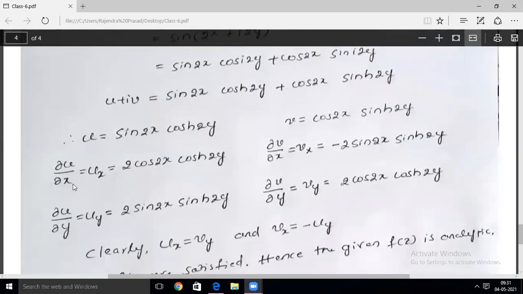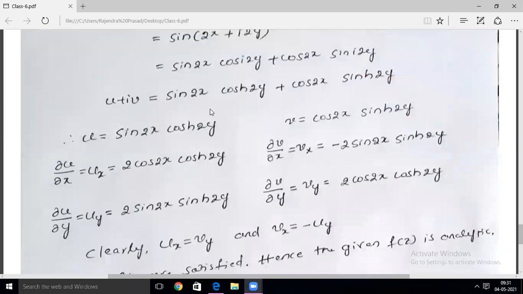Similarly, u with respect to x partially, treating y as a constant. That's why cosh 2y is kept as it is, and only sin 2x is differentiated, so we get 2 cos 2x. Next, u with respect to y partially, treating x as a constant. So sin 2x is kept as it is, and we differentiate cosh 2y. Cosh θ differentiates to sinh θ, but here we have 2y, so sinh 2y into 2. This becomes 2 sin 2x sinh 2y.